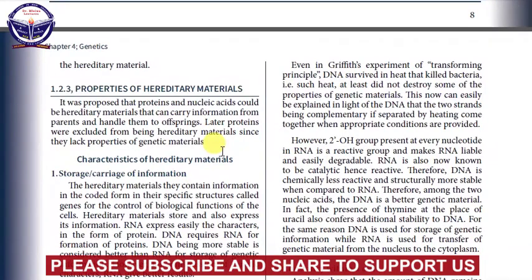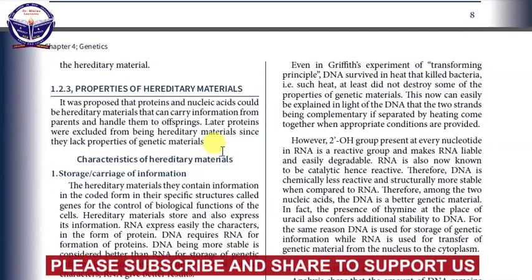So it was proposed that proteins and nucleic acid could be hereditary materials that carry information from parents and hand them to offspring. Lakini pia hata katika evidence iliyopita tulisoma kwamba the chromosome analysis showed that chromosomes contained protein and DNA, which is nucleic acid. But it was unknown kwamba which one among the two is the genetic material. It's whether DNA or it is protein.